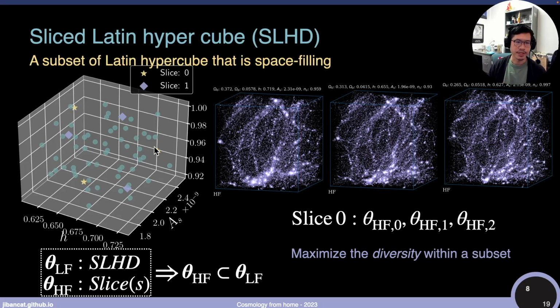You can see from the stars here, it's trying to maximize the minimum distances between the points, which will translate into maximizing the diversity within a subset. And I just plot the three simulations here from slice 0.